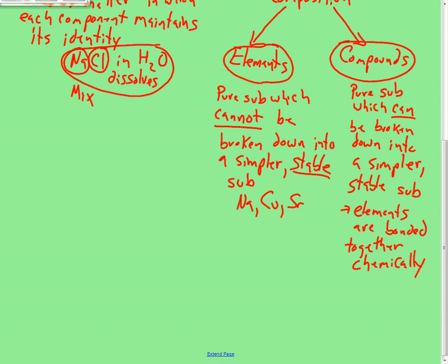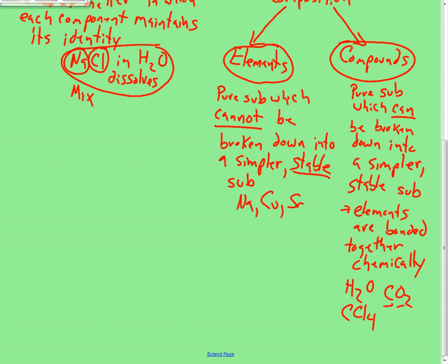That's a compound. And compounds are things like H2O, water, carbon tetrachloride, carbon dioxide. In these cases, I have a couple elements which are somehow chemically bonded, chemically held together. And so that's really the difference between an element and a compound.